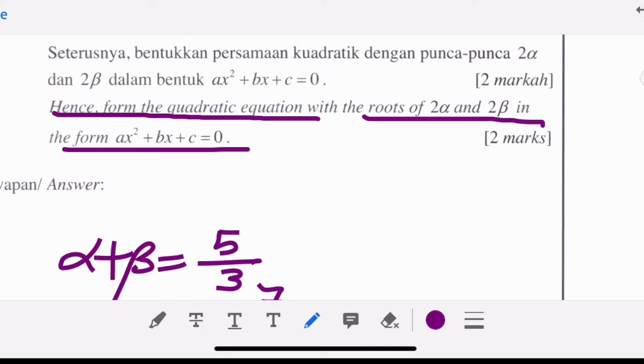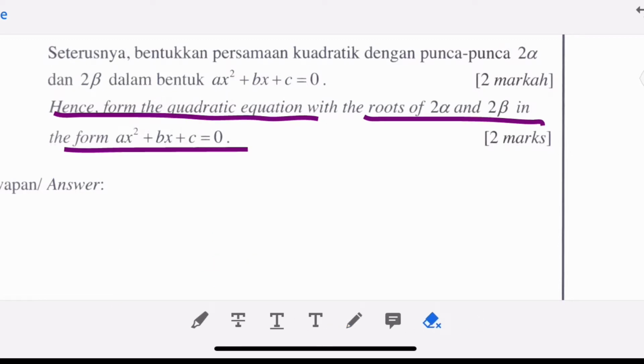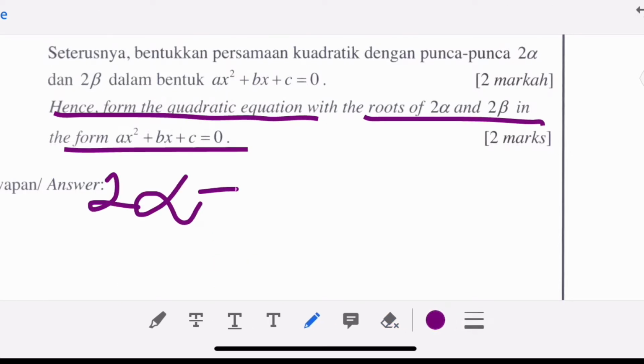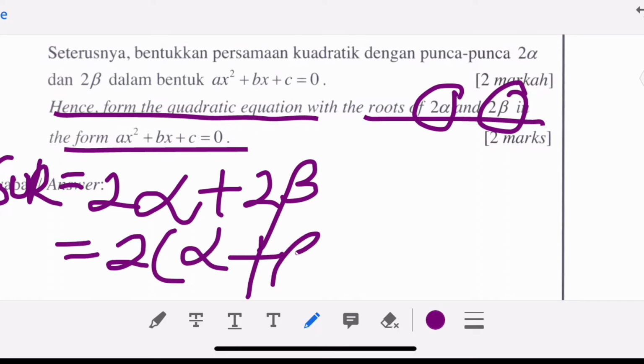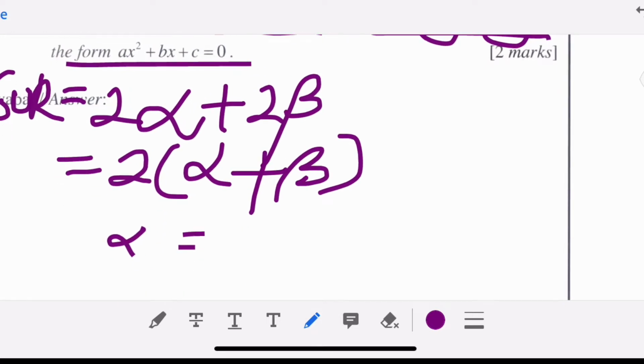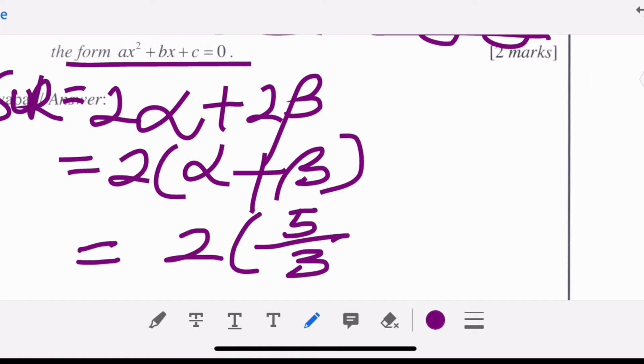In order to form the equation, we have to use the roots that we are given, 2 alpha and 2 beta. These are the sum of the new roots. So we will factorize the 2, becoming 2 times alpha plus beta. And just now we have the value of alpha plus beta, which is 5 over 3. So we just multiply by 5 over 3, so it's 10 over 3.